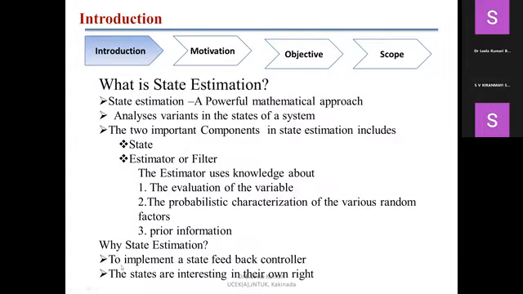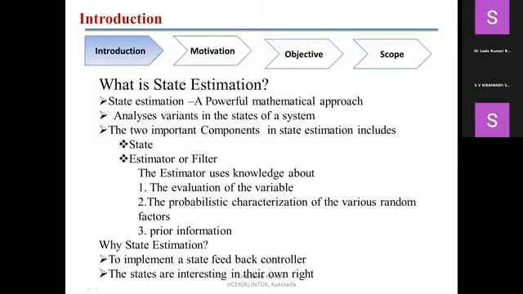The first one is to implement a state feedback controller. For example, if you want to control the velocity of a satellite, the aerospace engineer needs to estimate the altitude of the satellite. And in order to control the position of the shafts of the electrical machine, the electrical engineer needs to estimate the currents through the windings, right? So this is why state estimation is important.